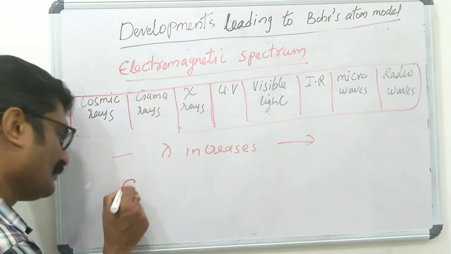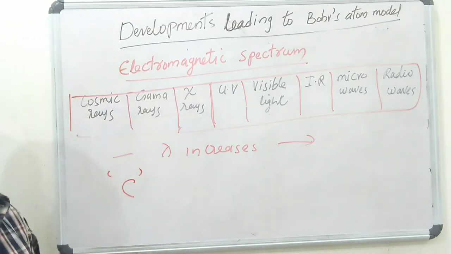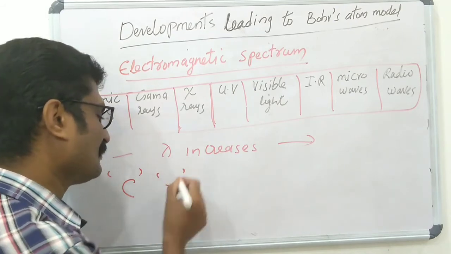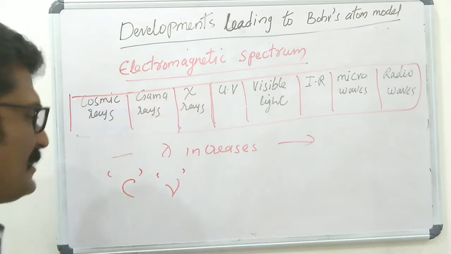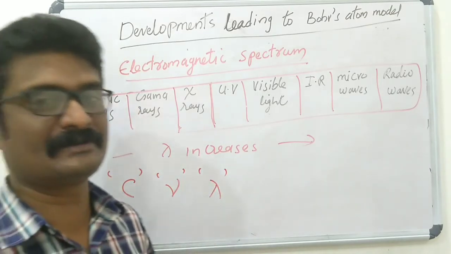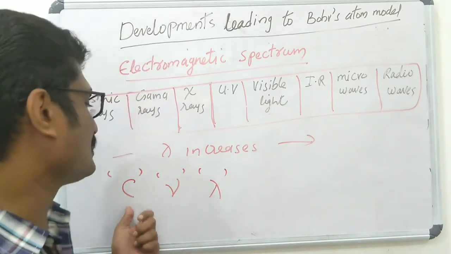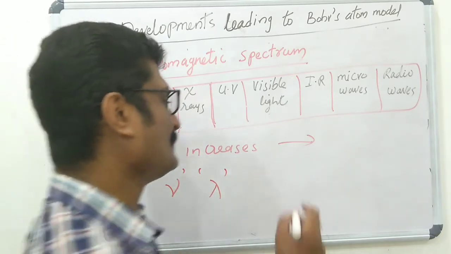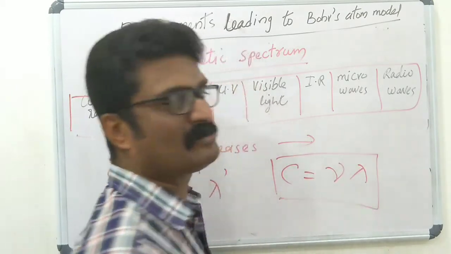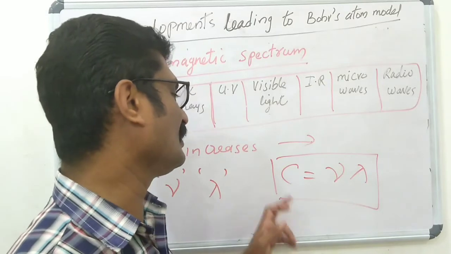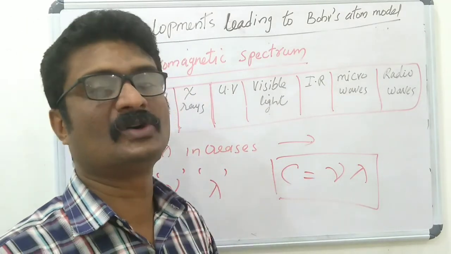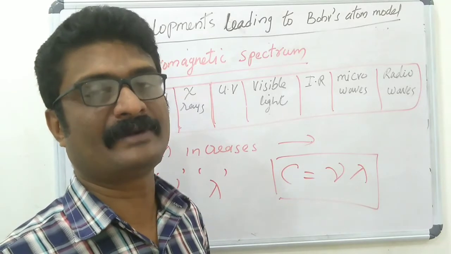C represents velocity of electromagnetic radiation, nu represents the frequency, and lambda represents the wavelength of electromagnetic radiation. Then the relationship between the velocity C, frequency nu and wavelength lambda is C is equal to nu lambda. Very, very important relation. Velocity of electromagnetic radiation, C is equal to nu lambda.